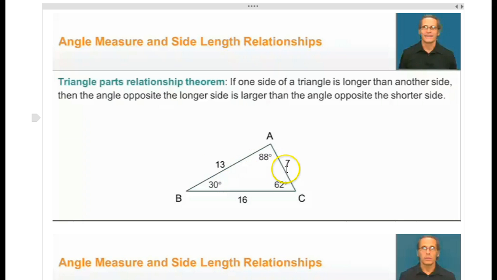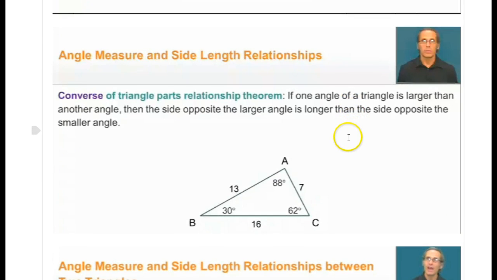So for example, I see that 16 is the biggest side. That means 88 would be the biggest angle. Even if I couldn't see the angles, I would know that angle A is the biggest angle. So the biggest angle and the biggest side are always across from each other. That's really what both of these theorems are saying.